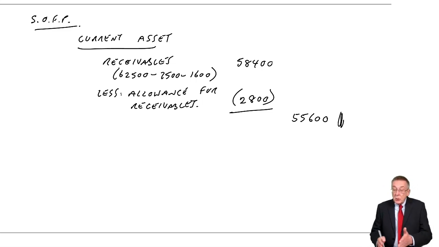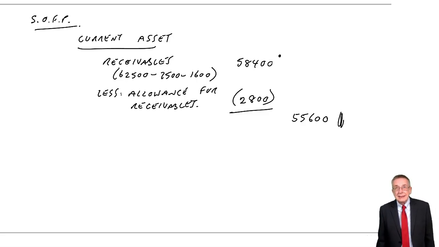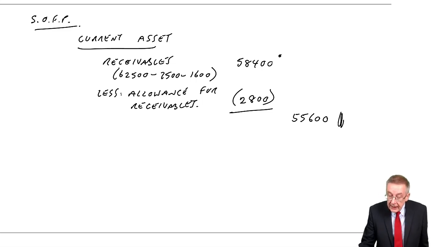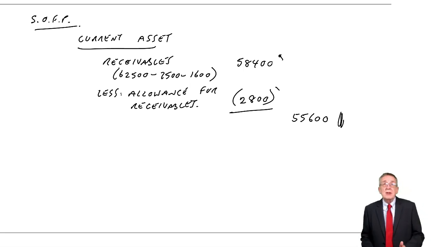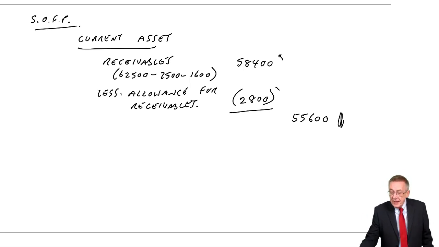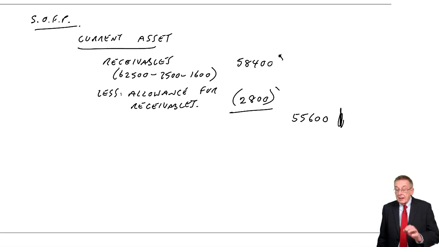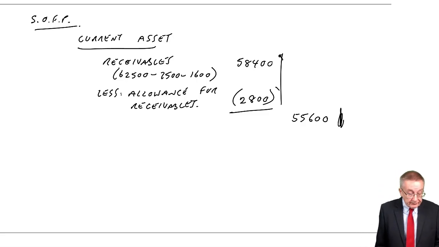But we do have to show this breakdown, that 58,400 is what we're hoping to get. That's the receivables less any that we know are irrecoverable. But we have to show the breakdown. 58,400 is what we're hoping to get. Separately, we're showing that of that 58,400, 2,800 is doubtful, is at risk, and 55,600 is what I think I'm certain to get. So that would be the final receivables figure. But again, that breakdown, those workings must appear. However, there is one more line.